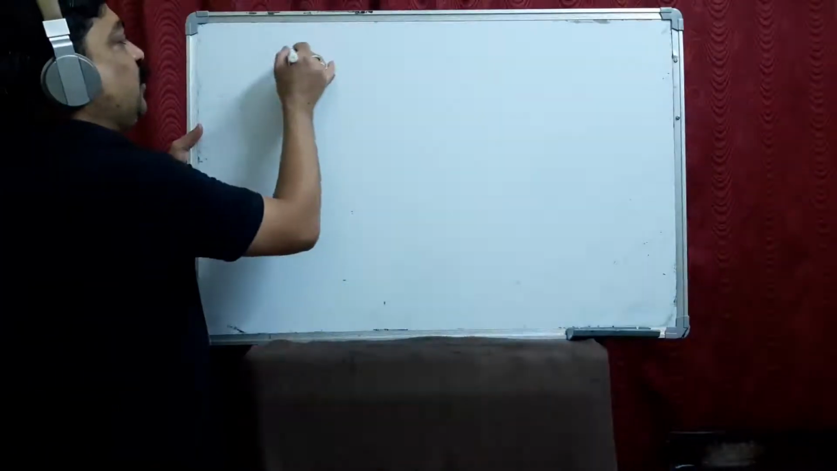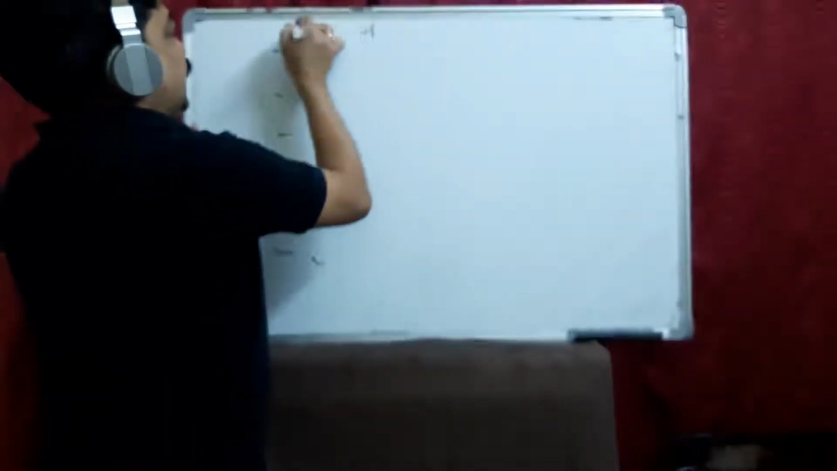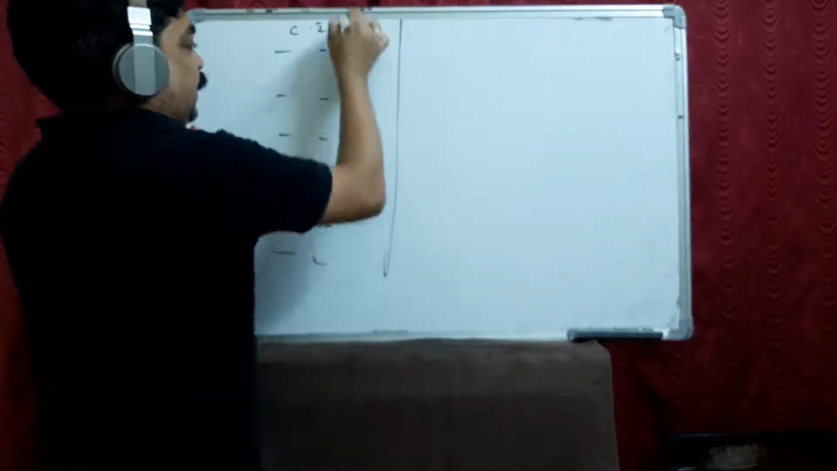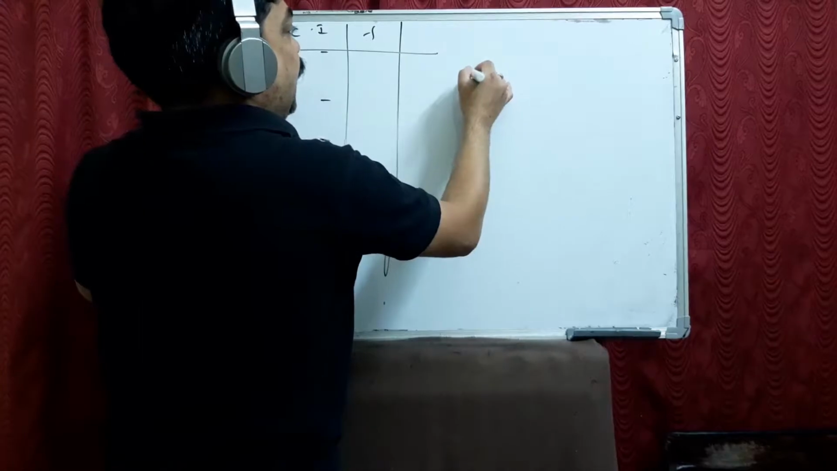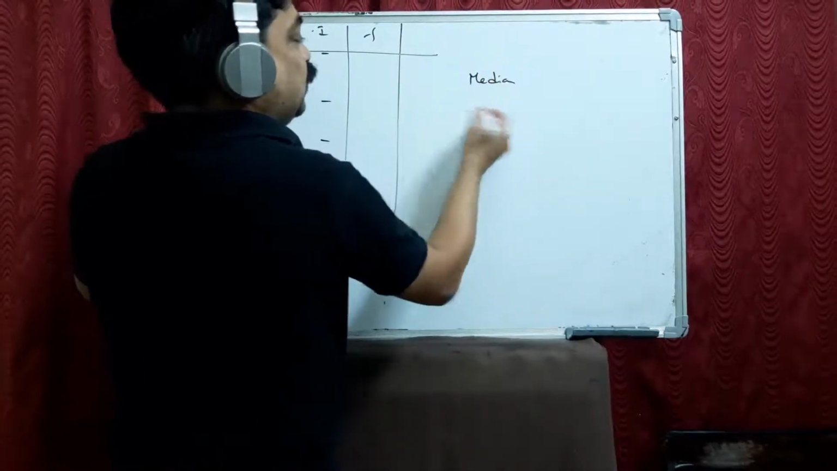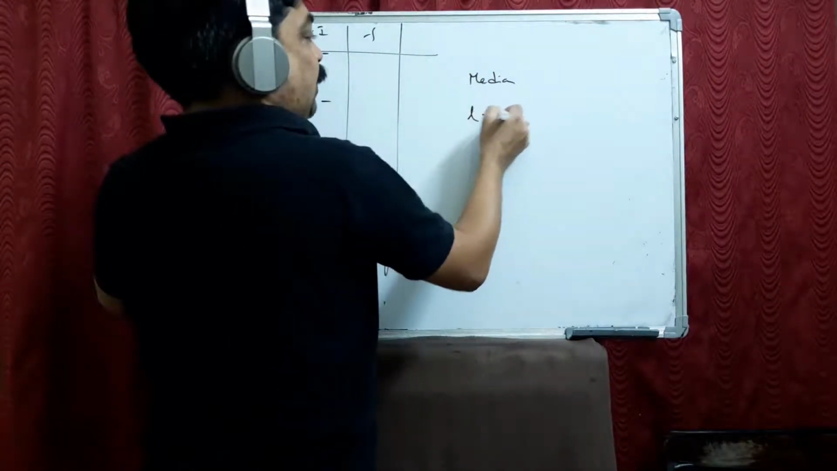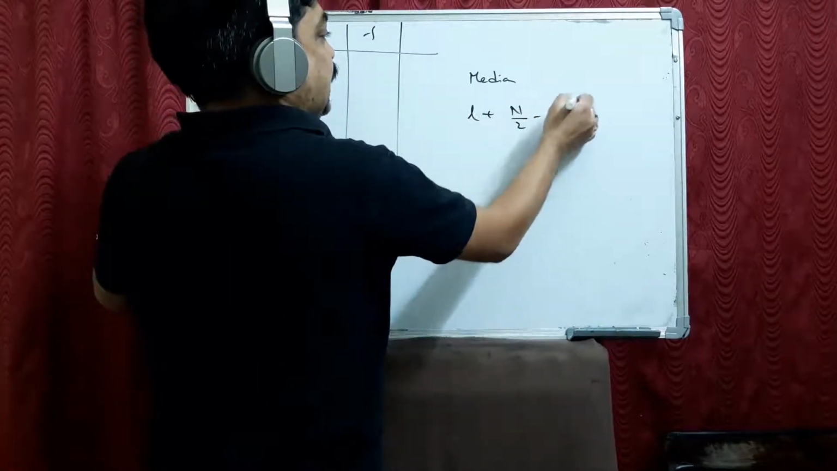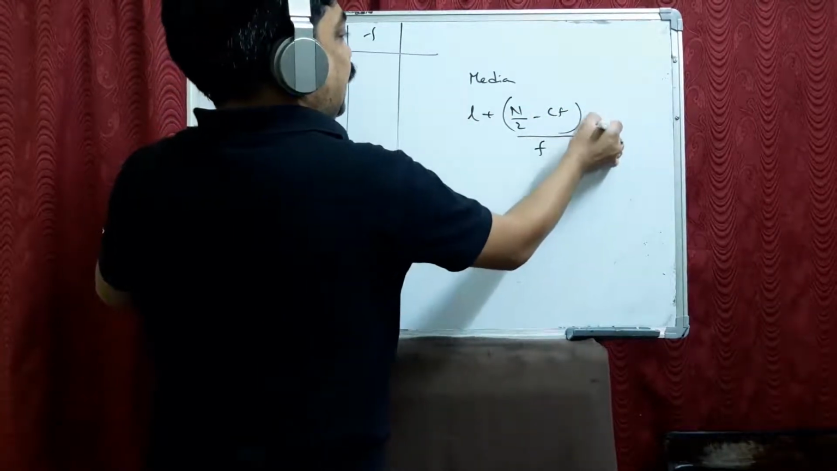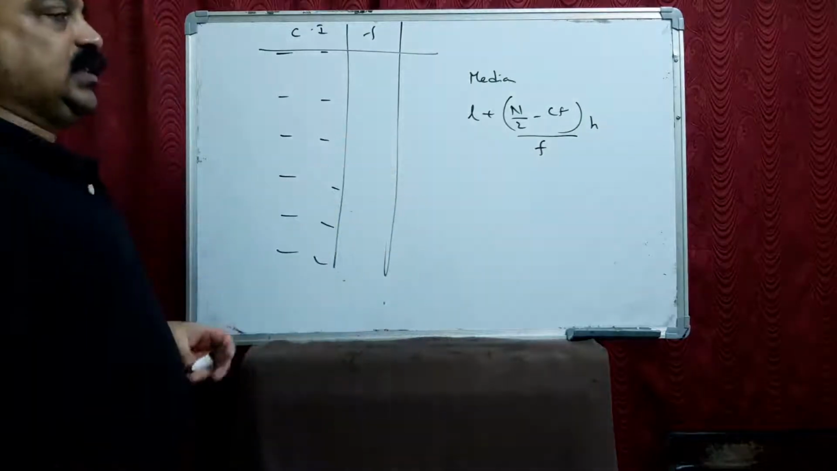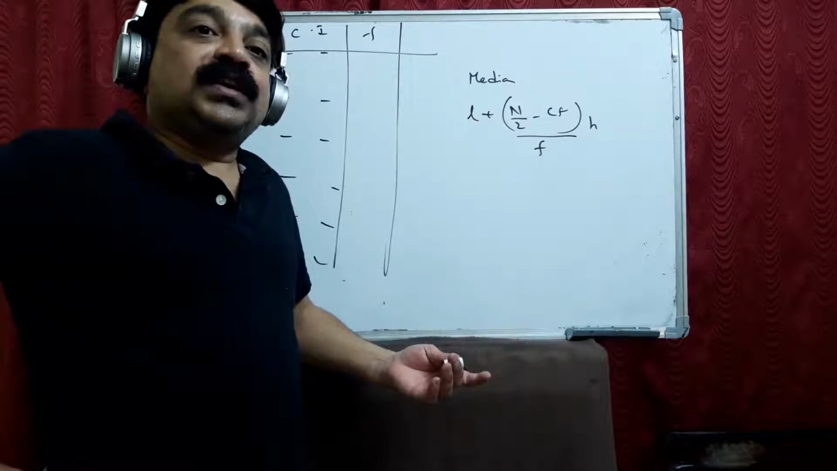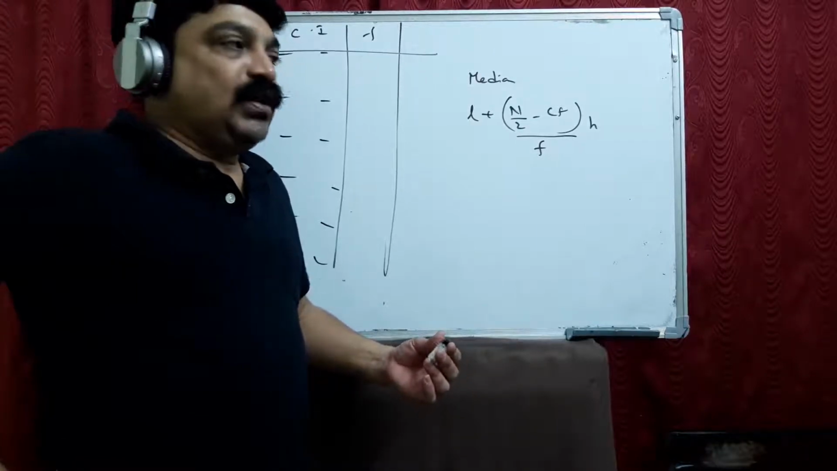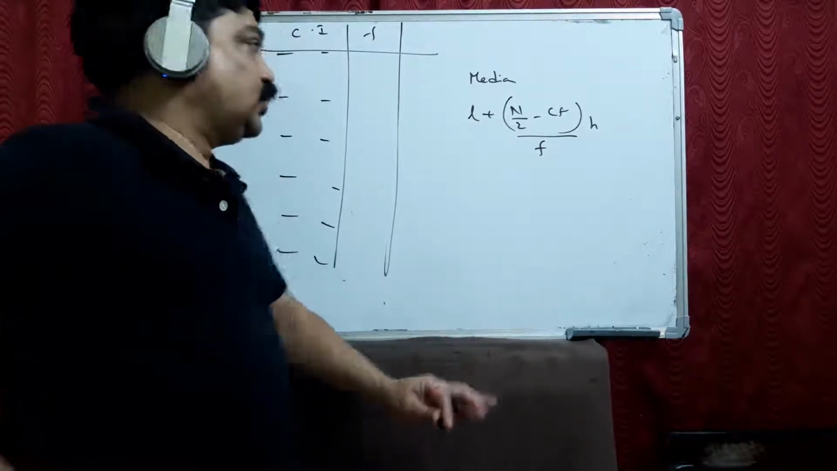You'll be given a class interval and frequency. After that, the median formula. First I read it, then I tell you what is what. Median = L + ((n/2 − Cf)/f) × h. What are these? First of all, we have to find the median class. When we do a problem you can understand, but I'll try to explain.